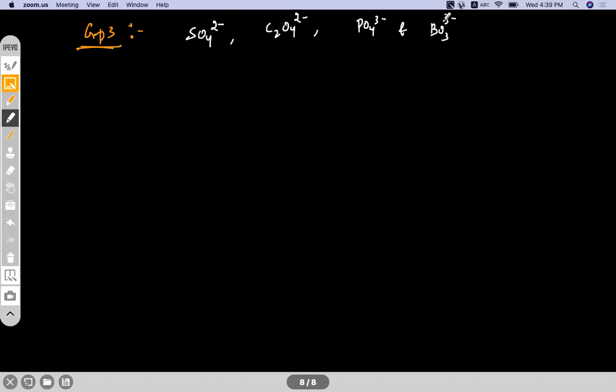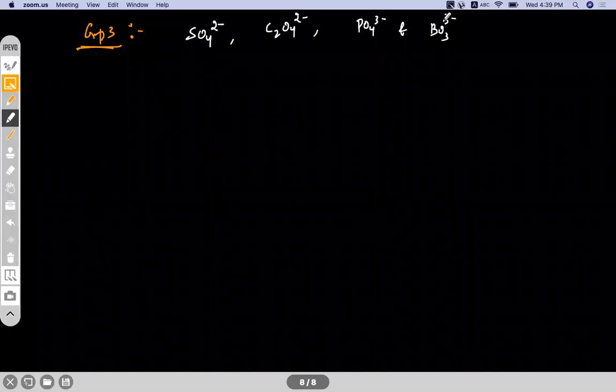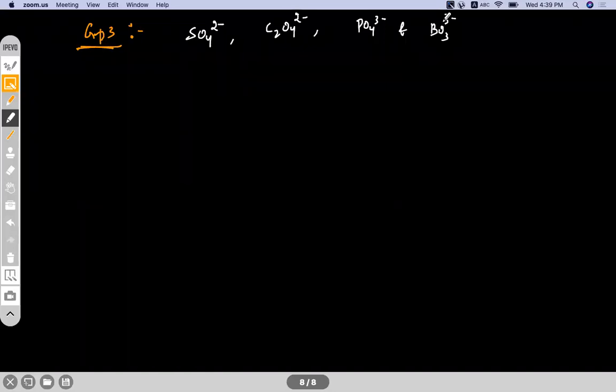In group 3, we take all those anions which are not covered in the first two categories. Means whatever anions are left will drop into this category, group 3. So here we have all those anions which are not present in group 1 or group 2, which are stated above.